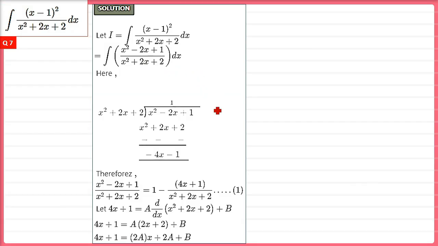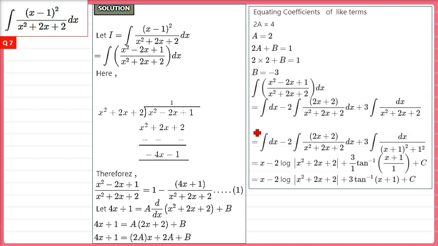Or for the sake of completion, let me show you the result which you are going to follow. You can do it by any way you want.